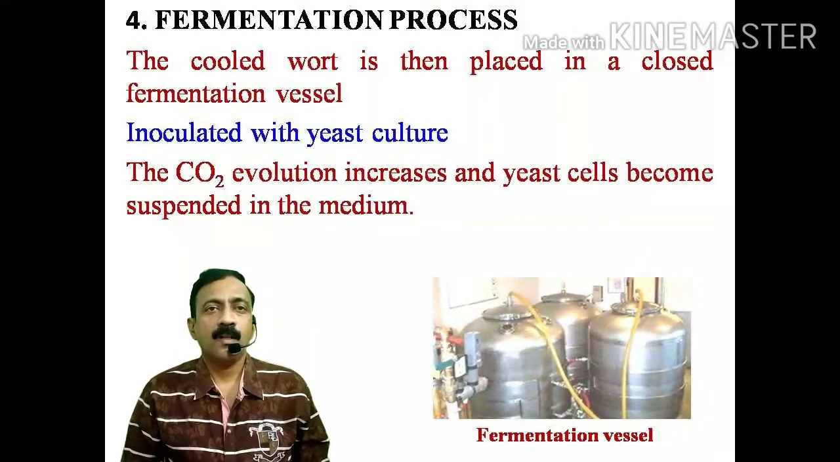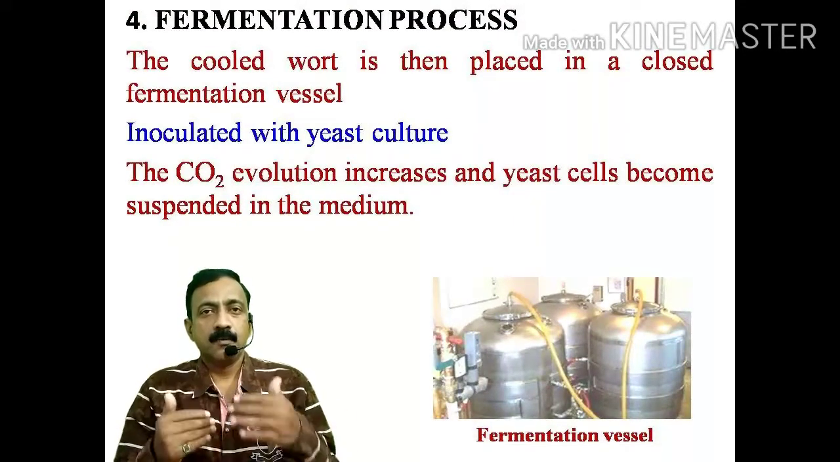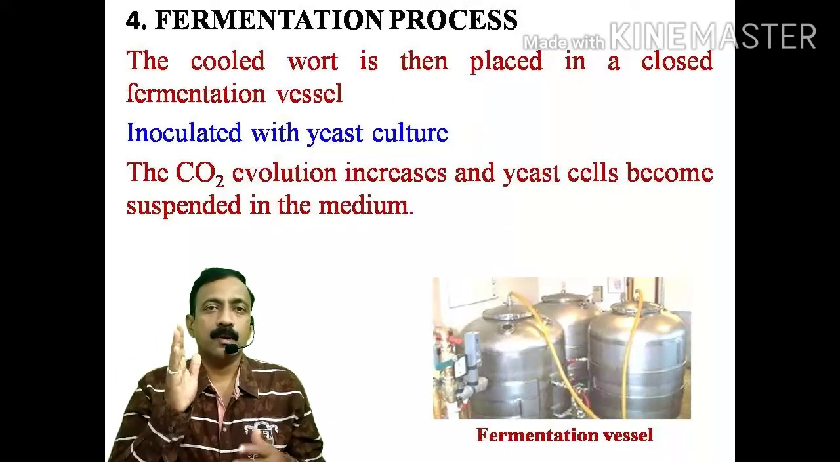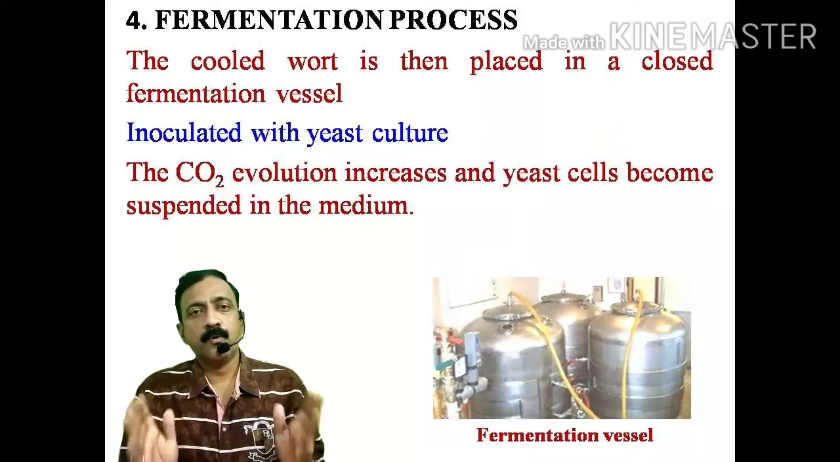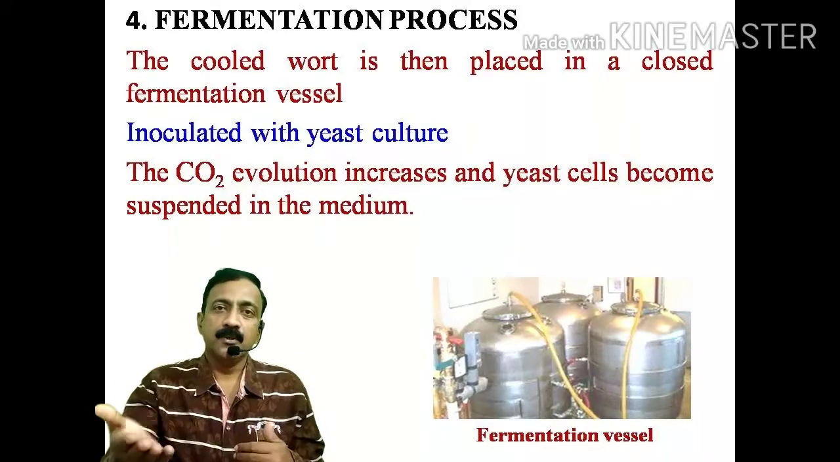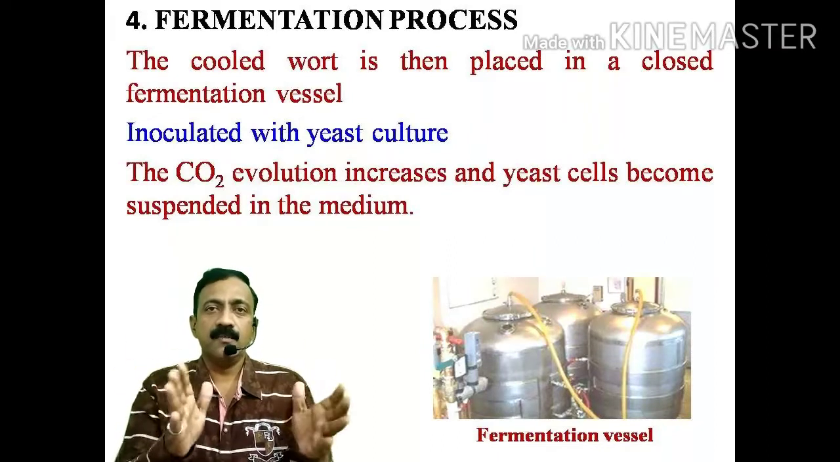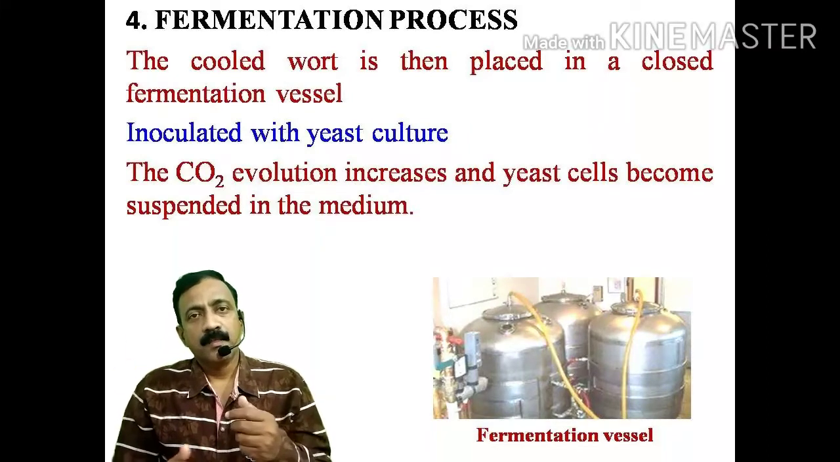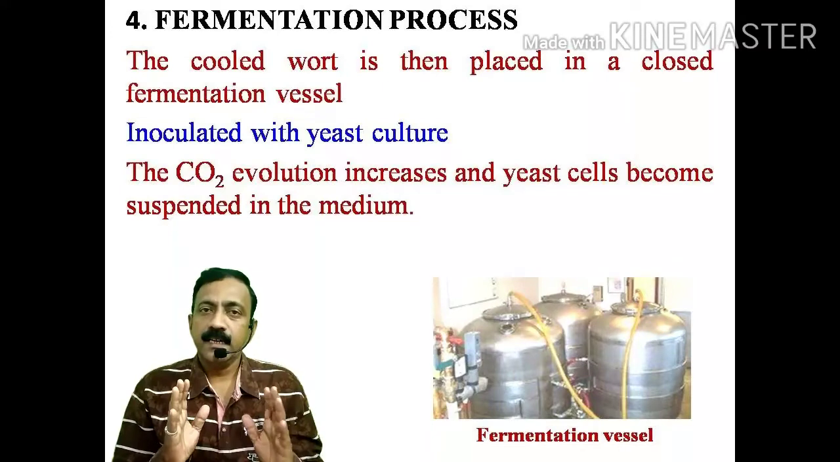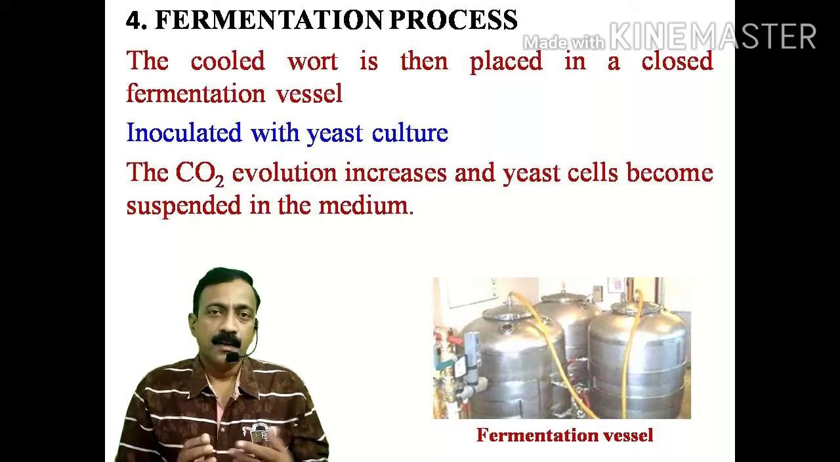Fermentation process. The oat wort, which is prepared by several steps, you can cool it to 3 to 4 degrees centigrade. Then this cooled wort is transferred into the fermenter, which is a vessel designed for the fermentation process. Then yeast culture is added in the fermenter and the fermentation process starts.